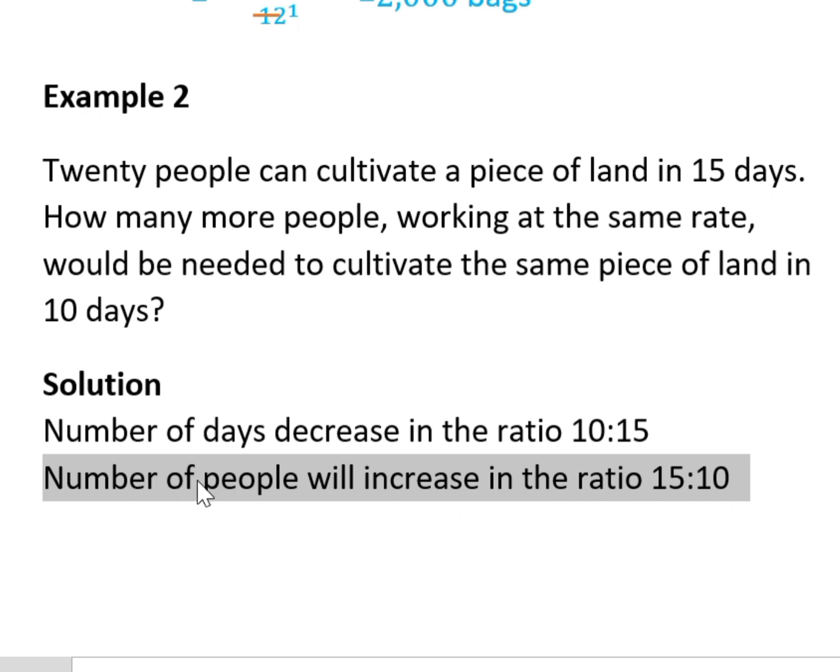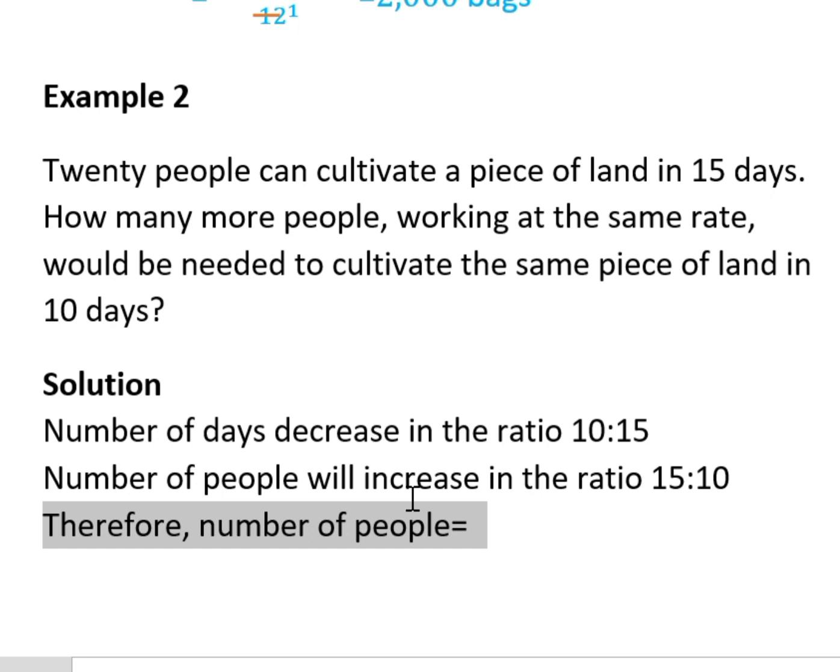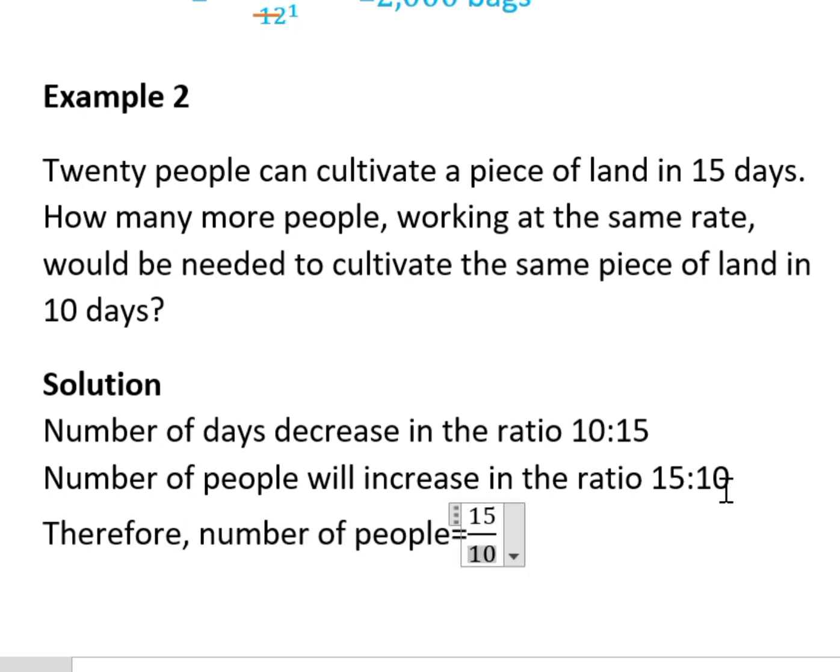The actual number of people will be given by the new figure, always the new ratio here, divided by the old ratio, that's 15 divided by 10, times the number of people we had here, which is 20. And when you do that, you get 30 people. So we need 30 people to complete the work in 10 days.